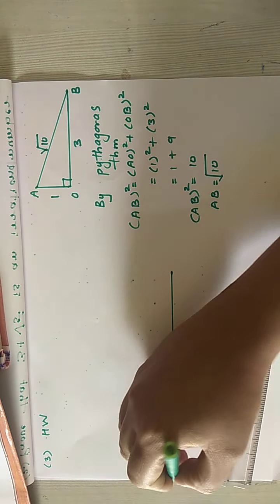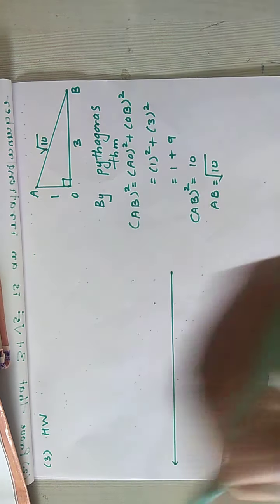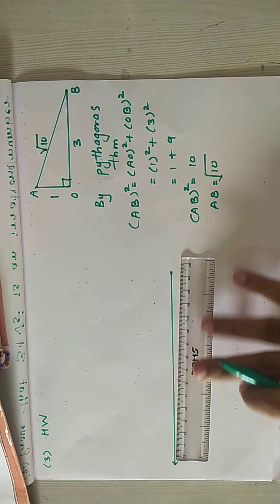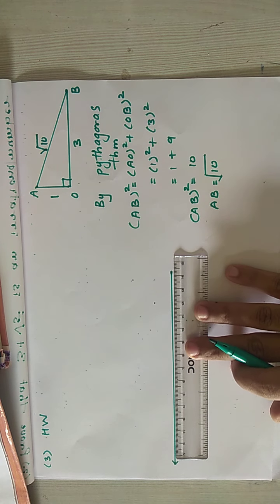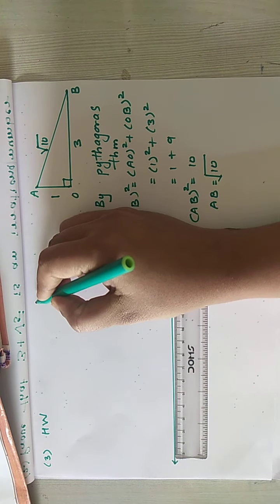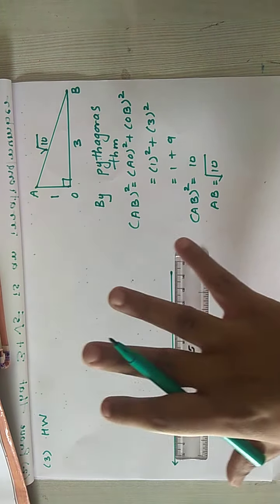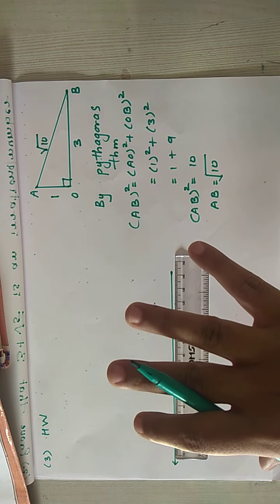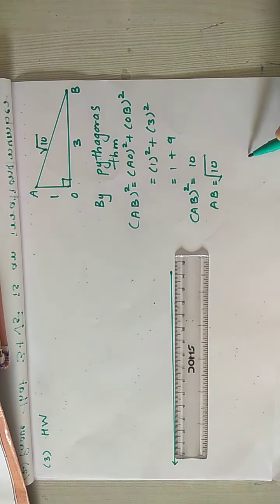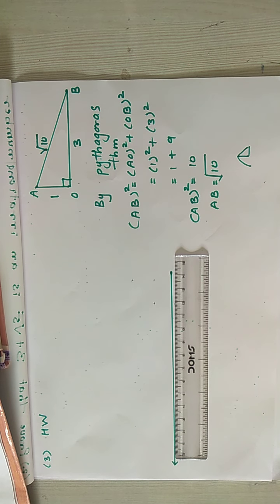Draw number line with the help of scale. Now when we draw number line, if we take 1 centimeter as 1 unit, the diagram will be quite smaller. So I prefer taking 2 centimeters as 1 unit to make the diagram magnified enough for our reference. If you take 1 centimeter as 1 unit, you will get a very small diagram like this. It will be very minute.